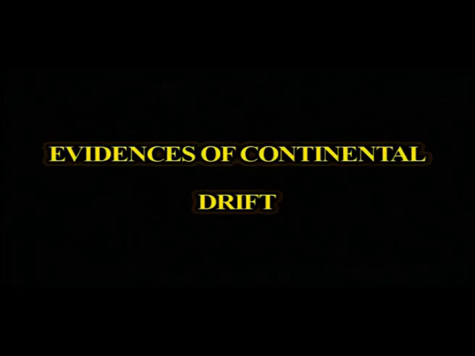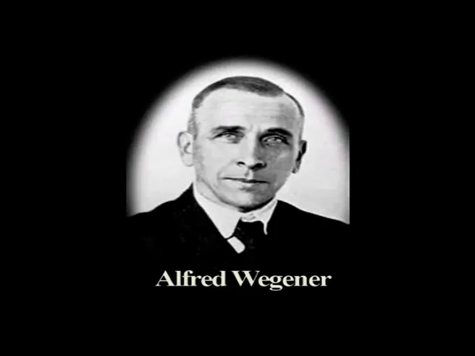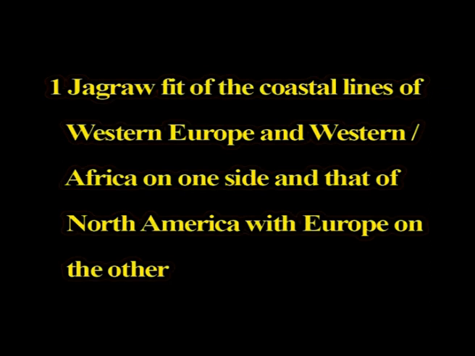Now let me come to the next aspect under the fourth section of today's talk, namely evidences of the continental drift. There are arguments for and against continental drift, and this section goes into the evidences of the continental drift. Wegener, being a meteorologist searching for evidences of variations of climate in different parts of the world, came across number 1, the jigsaw fit of the coastal lines of Western Europe and Western Africa on one side, and that of North America with Europe on the other.